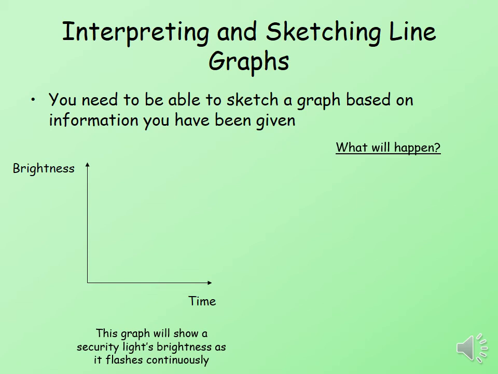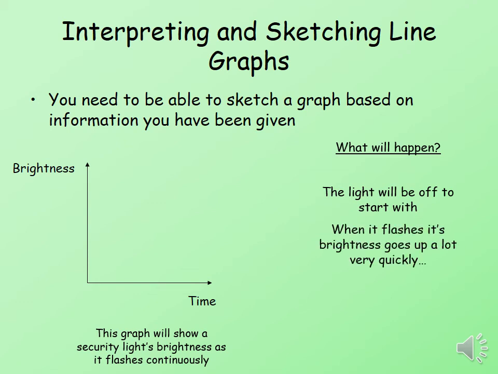Okay, so this is my thought process. The light will be off to start off with because it hasn't been switched on. When it flashes, its brightness goes up at a very fast rate, and then it falls quickly as well, obviously, because it's going to be turned off. So it's going to stay on for a short while because you are flashing, and then it's turned off. Okay, and as I say, the pattern is going to repeat itself. Okay, are you ready for what we think it'll look like?